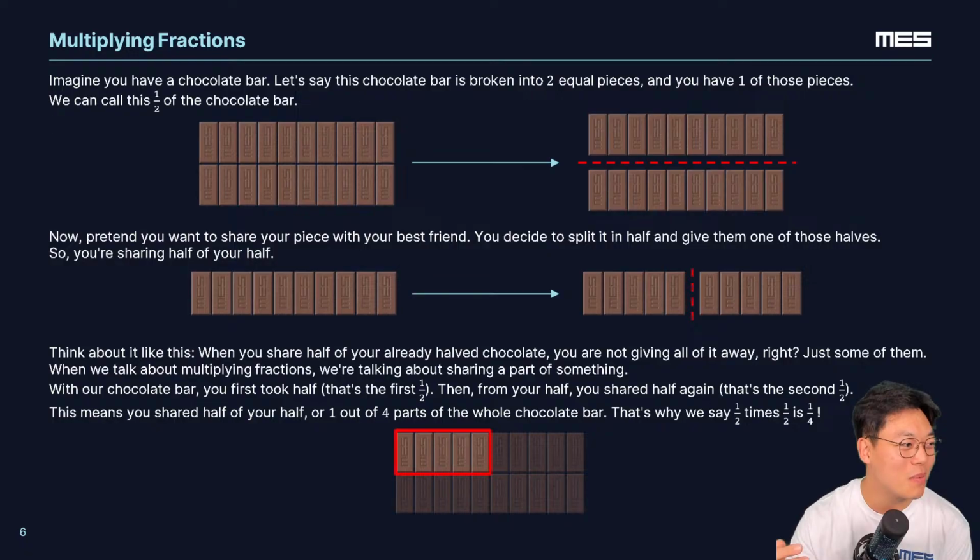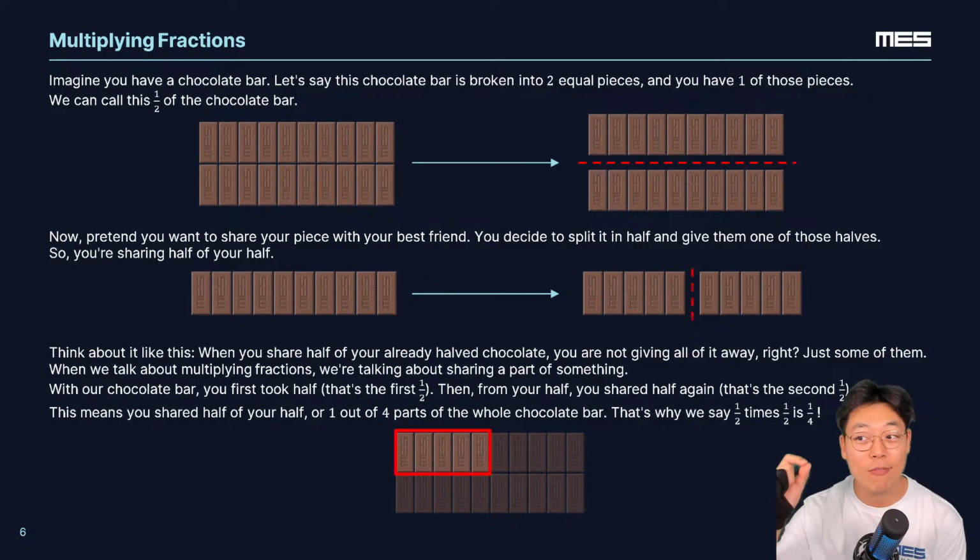Let's go into multiplying fractions. Imagine you have a chocolate bar. So back to our vibe check. Love that, right? Let's say this chocolate bar is broken into 2 equal pieces, and you have one of those pieces. We can call this half of the chocolate bar. Now, pretend you want to share your piece with your best friend, right? You decide to split that in half and give them one of those halves.